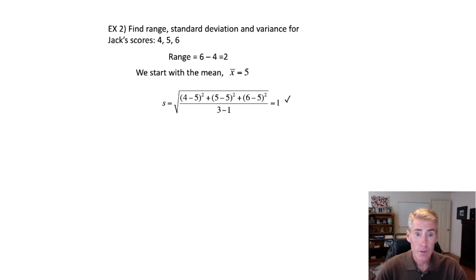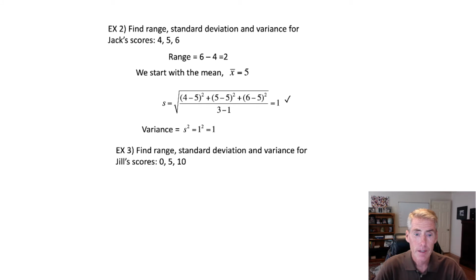And if you look at his scores, they differ by 1. They're going up by 1 each time. The variance would just be the standard deviation squared, so in this case it would also be 1. Now do the same thing for Jill's scores, which were 0, 5, and 10. First of all, the range is just the biggest minus the smallest, so that equals 10.